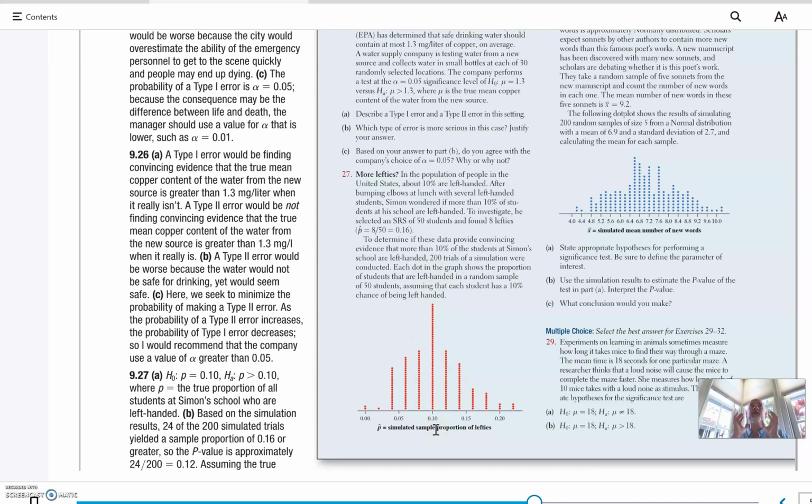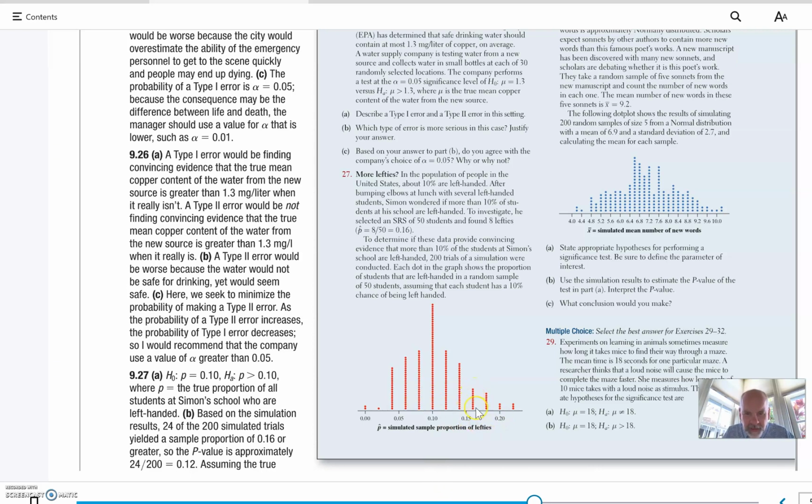What if the actual number was 10%, and then you did a random sample and you got 16%? What are the odds of that happening just randomly, where the population is at 10%, but you happen to get a weird sample and you happen to be at 16%? What are the odds of that happening?